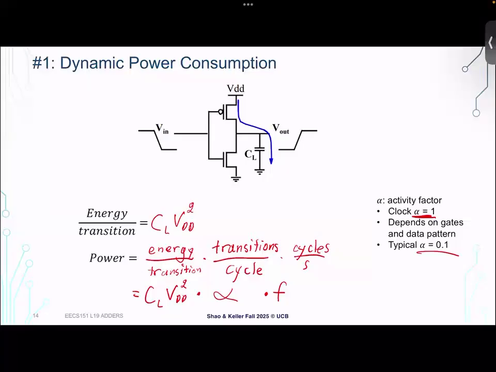So this is the classic definition of power in a digital system: C VDD squared times alpha times F. For energy, or at least energy per cycle, you just drop the frequency term, right? So let me make a note of that here explicitly. Energy is just alpha C VDD squared, because we don't care about cycles per second in order to determine energy per cycle.